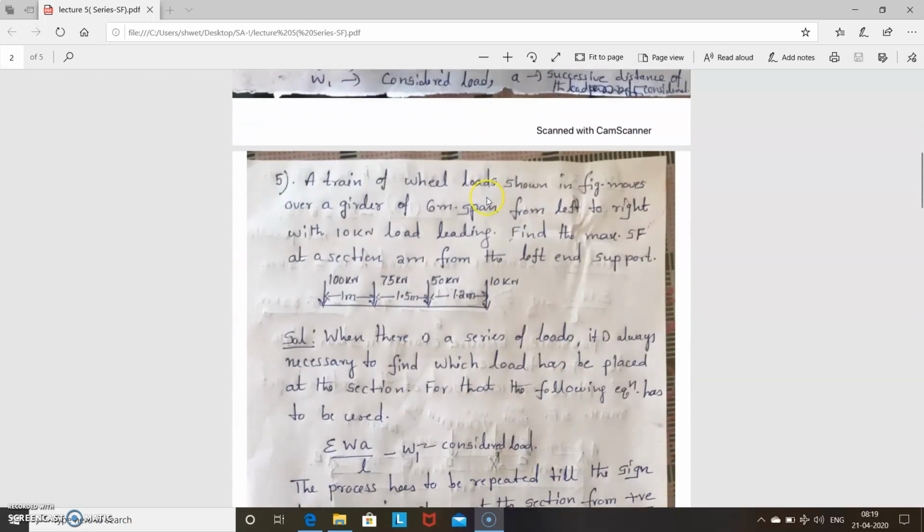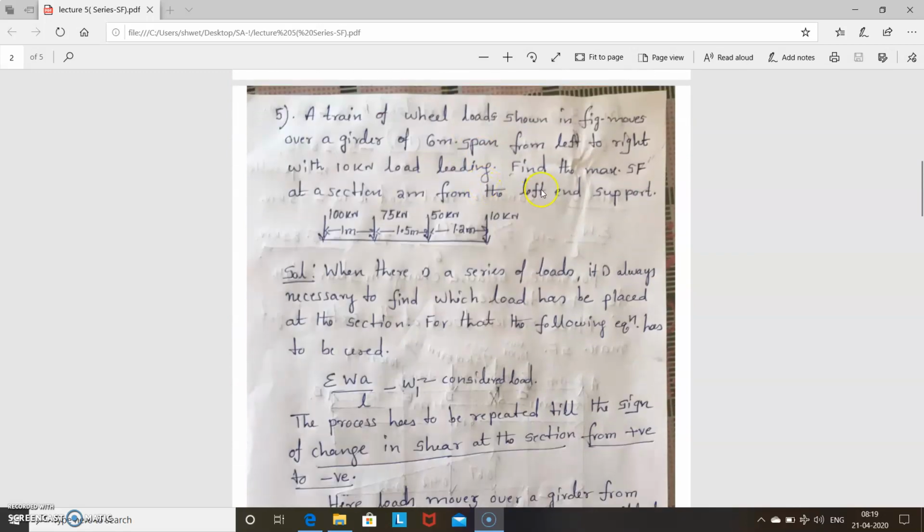Now we'll solve one problem. A train of wheel loads shown in the figure moves over a girder of 6-meter span from left to right with the 10 kilonewton load leading. Find the maximum shear force at a section 2 meter from the left end support. This loading diagram is given. There are four loads, each separated by these distances, and they have mentioned the 10 kilonewton load is leading.